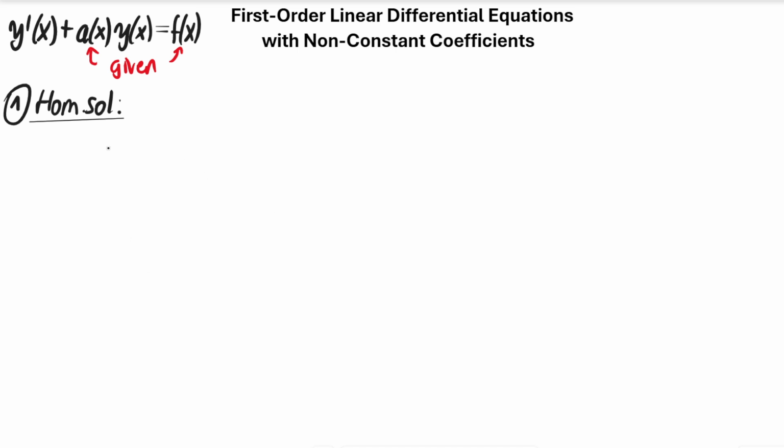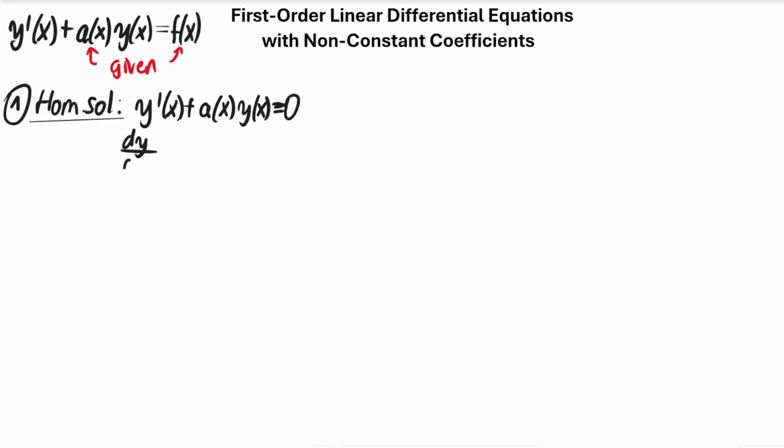We follow the usual procedure. So homogeneous solution means this is equated to 0. But you cannot use the characteristic polynomial now, because this was only applicable for constant coefficient linear differential equations. So you need to solve this as a separable differential equation.